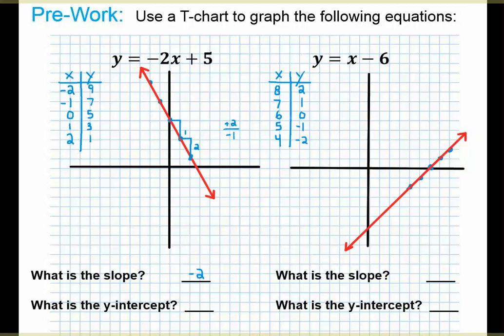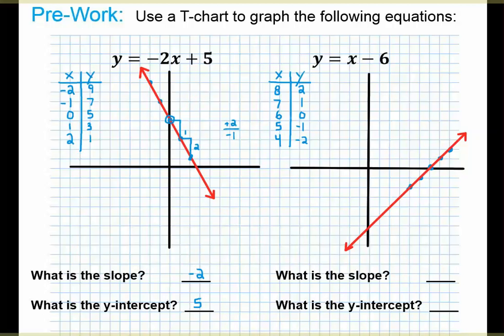All right, what is the y-intercept? Well, for that, I don't have to do any math. I just look at the graph right here where the graph crosses the y-axis. So this point right here is my y-intercept. So what number is that? Well, on the y-axis, that's at 5. So it has a y-intercept of 5.